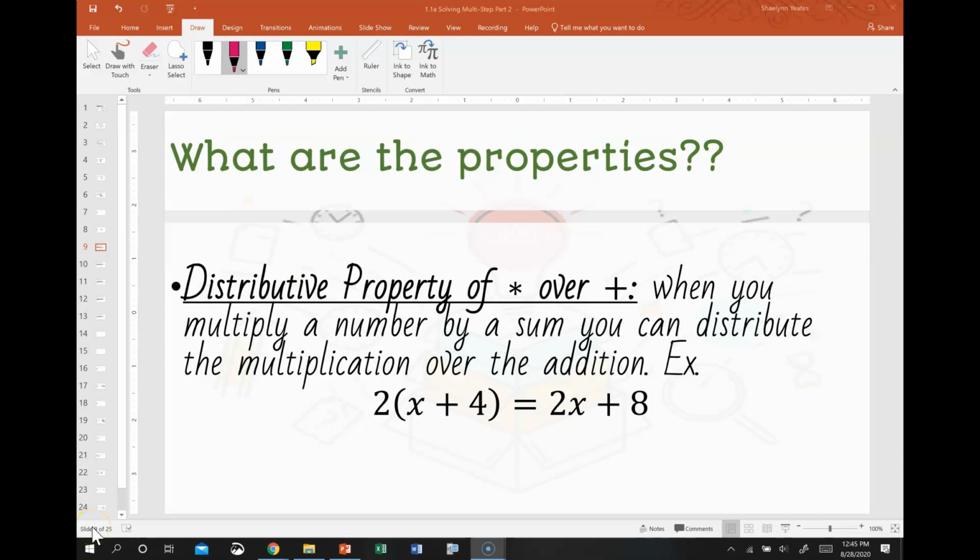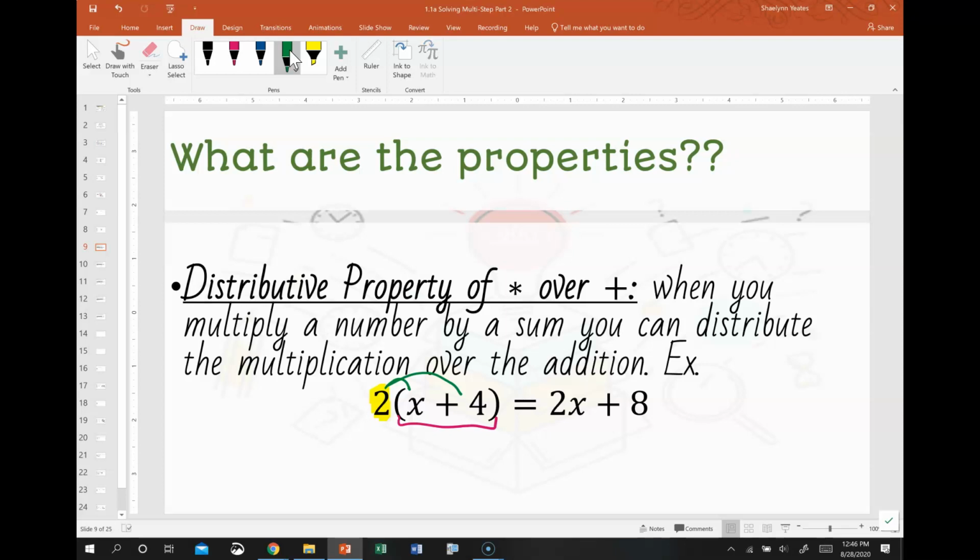Alright, so now we're going to go over the properties. The distributive property's full name is the distributive property of multiplication over addition. Meaning if you have a number or something that you're multiplying by a sum, or in other words, two or more things being added or subtracted from each other, you can take the multiplication and apply it to each piece. In other words, you can distribute.